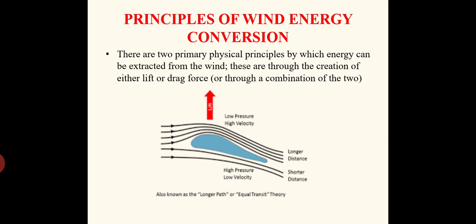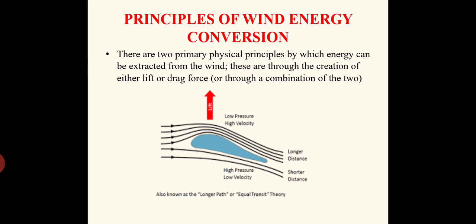There are two primary physical principles by which energy can be extracted from the wind. These are through the creation of either lift or drag force. So either by creating the lift force or by creating the drag force, we will be extracting the energy from the wind. Sometimes a combination of these two is also being used. In general, the working of the windmill is based on either lift or drag principle.